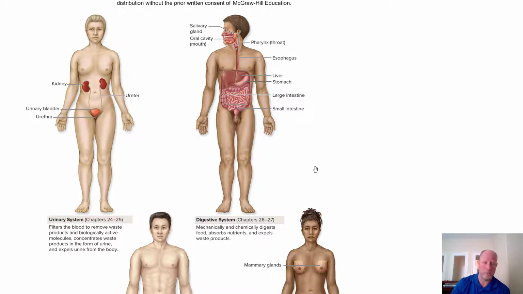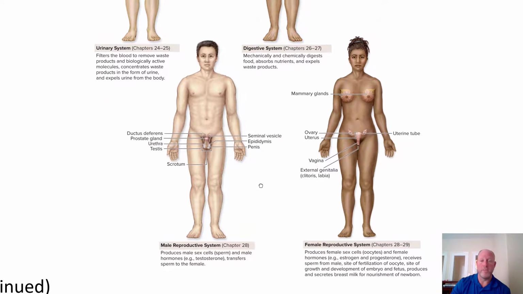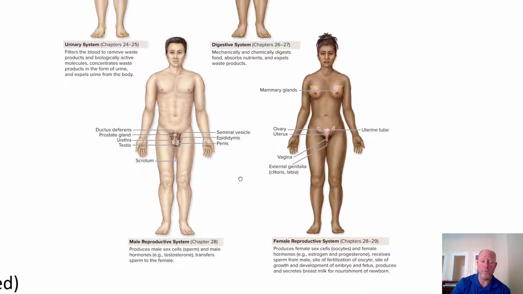digestion of food, absorbing nutrients, and expelling waste products. And then you have the male reproductive system versus the female reproductive system, both producing sex cells, sperm for the male and oocytes for the female, and hormones: estrogen and progesterone for the female, testosterone for the male. Between the two, you should understand the basic differences in their anatomy. The mammary glands for the female, the ductus deferens, the prostate gland, and the general location.